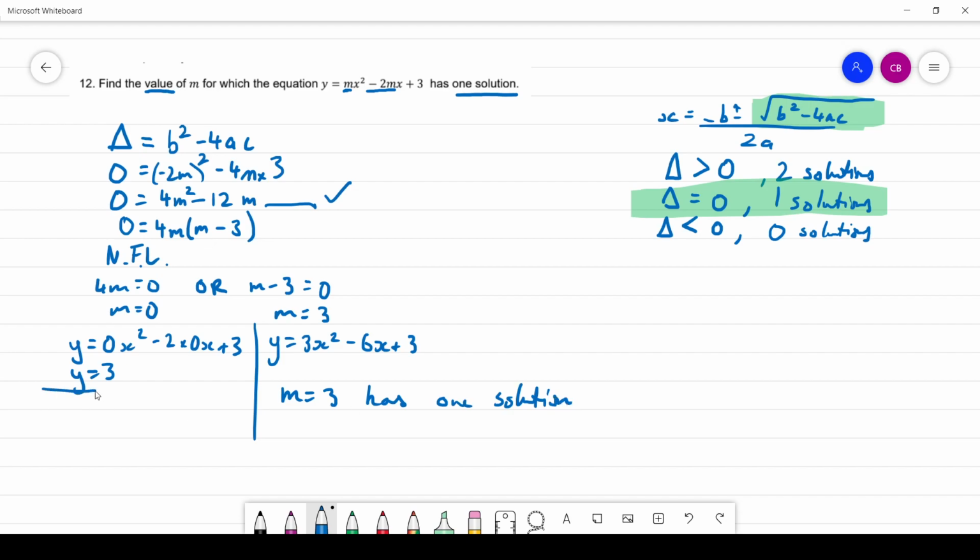And a problem with the other one is that this isn't even a quadratic anymore. When it says one solution, that means specifically for a quadratic when y equals 0. And that's not happening here. Y is 3, so that's not a solution at all.